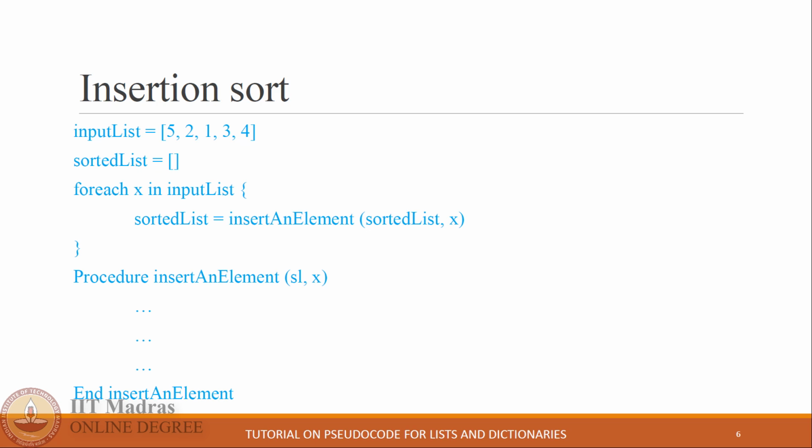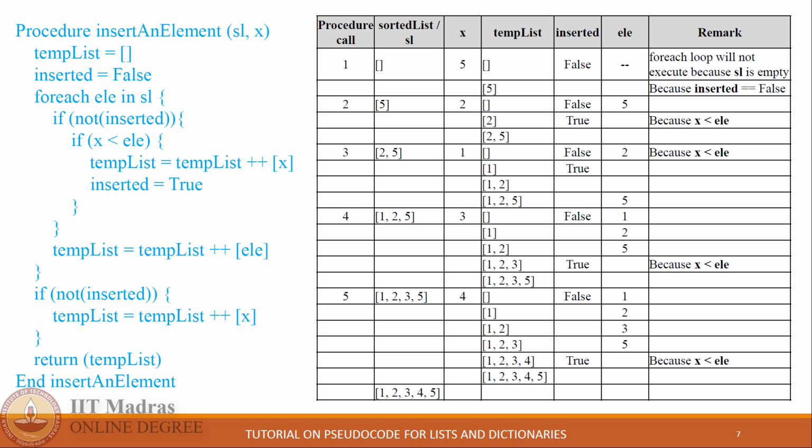Now let's see the definition of procedure insert an element. Procedure insert an element SL, X is defined over here, and the table on the right illustrates each iteration executed in the main code as well as iteration happening inside procedure insert an element. Now the main code will pass the sorted list and one element from the input list at a time, which is stored in X. Over here we will declare one temporary list, which is an empty list initially. We will set one flag variable called inserted to false because initially the given element is not yet inserted. Whenever it gets inserted, we will change this particular variable to true.